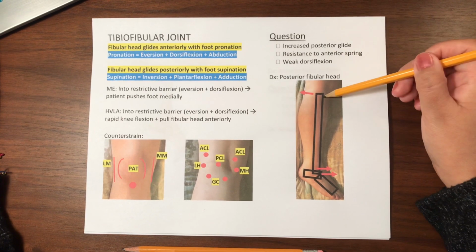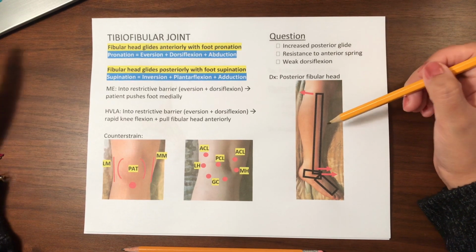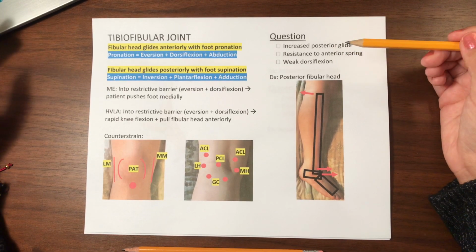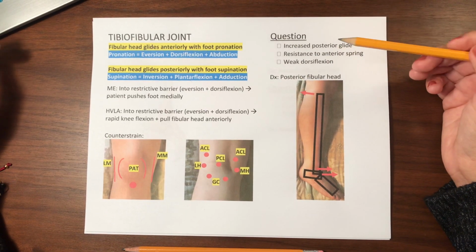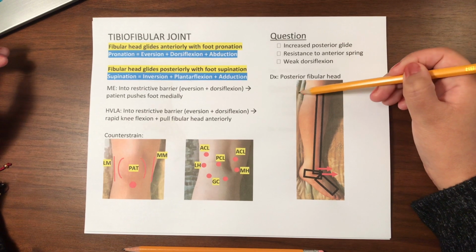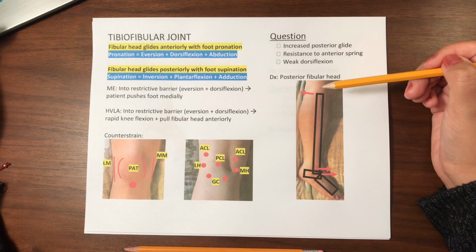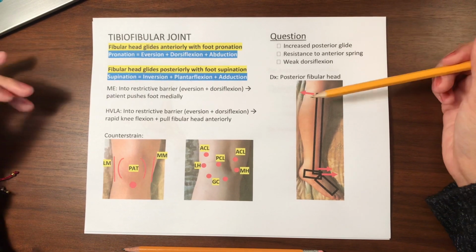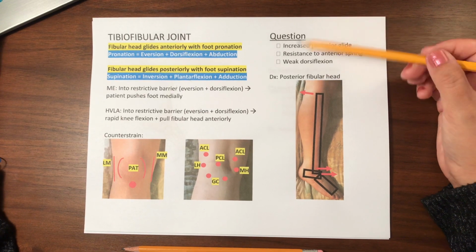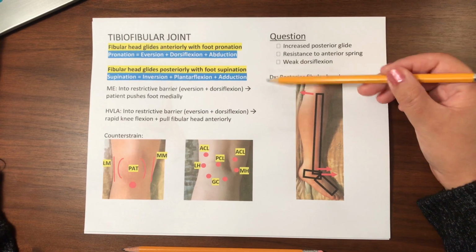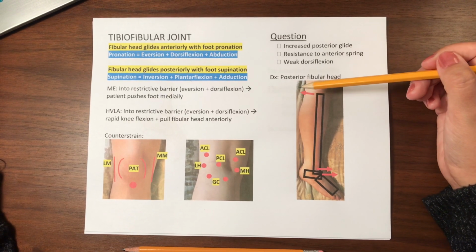So where does the weak dorsiflexion fit in? When the fibular head moves anteriorly, it's because the foot is in pronation. So it's going to find the freedom with dorsiflexion, right? But we already know our fibular head doesn't want to move anteriorly. It wants to move posteriorly. So where's our freedom? With plantar flexion, okay? So meaning that the patient's ability to dorsiflex is therefore weakened. All right, so our diagnosis for that patient would be a posterior fibular head.